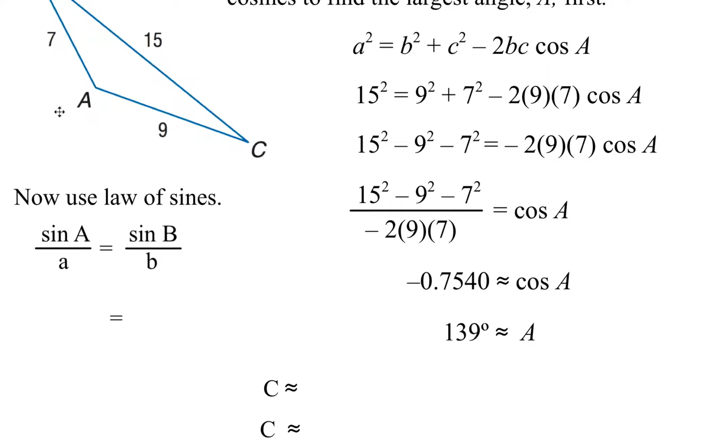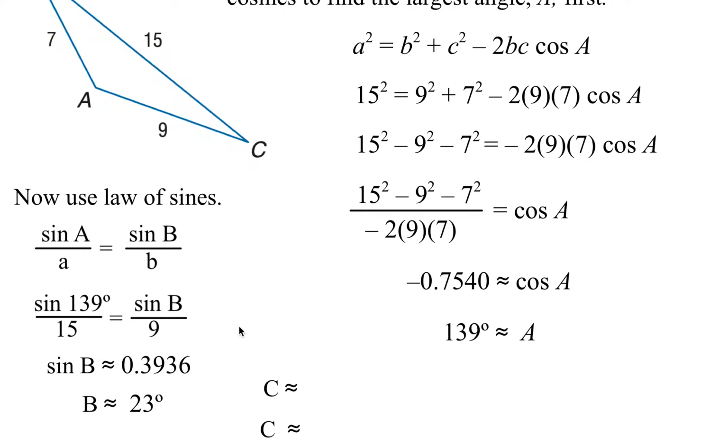Now we have a single angle. We can use the law of sines to get the other two angles, or at least another angle. And so I went ahead and used the sine of a over a is sine of b over b. Plug in what you know, cross multiply, and we end up with b being 23 degrees. Once we know two angles, we have angle b is 23 and angle a is 139. Add those together and subtract from 180 to get our third angle.